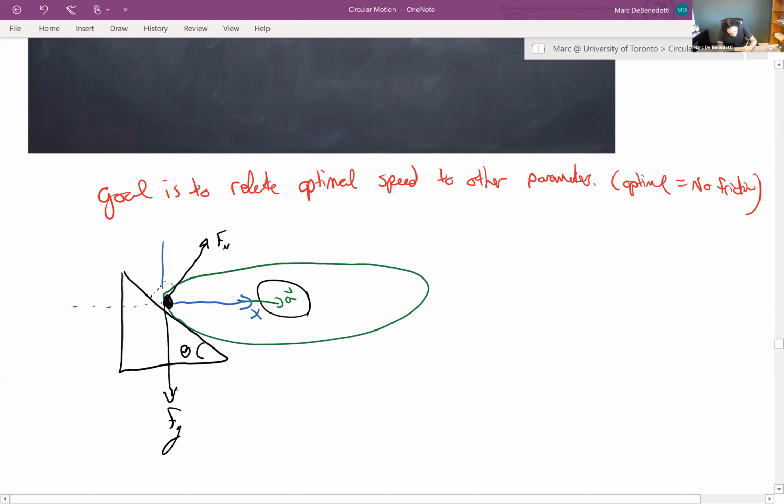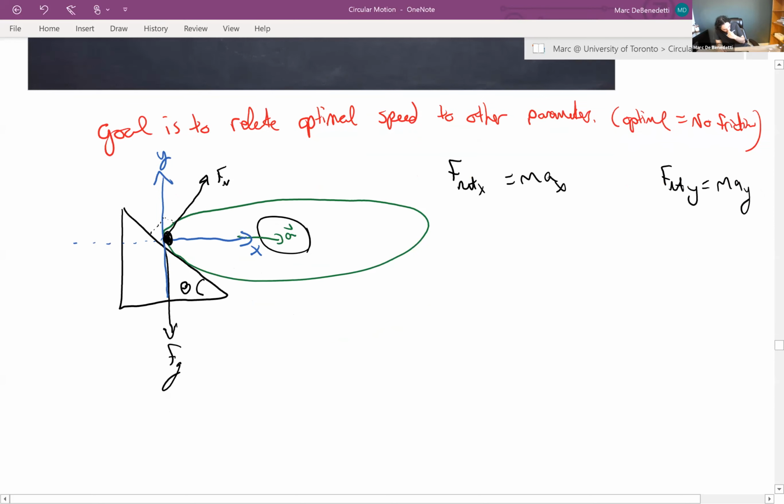And my other one, because of independence, I have to make perpendicular to horizontal, which would be vertical. So there's my coordinate system. And then I jump to F net x equals ma_x, F net y equals ma_y. So same as before. Okay, so now I just look at F net in the x direction.